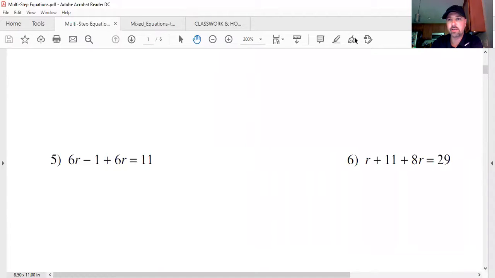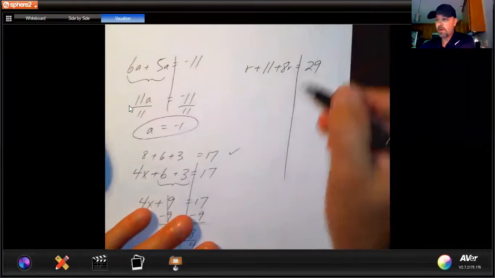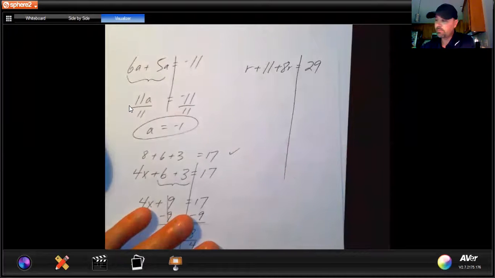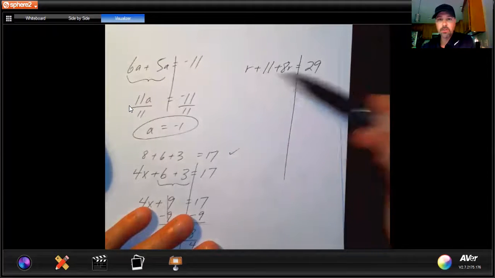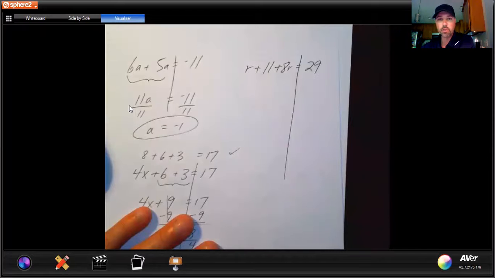Okay, go ahead and try number 6, and then come back. Okay, so here we are. This is our problem, very similar to the last one. We have 3 terms over here, 3 numbers, and then on the other side is equal to 29.